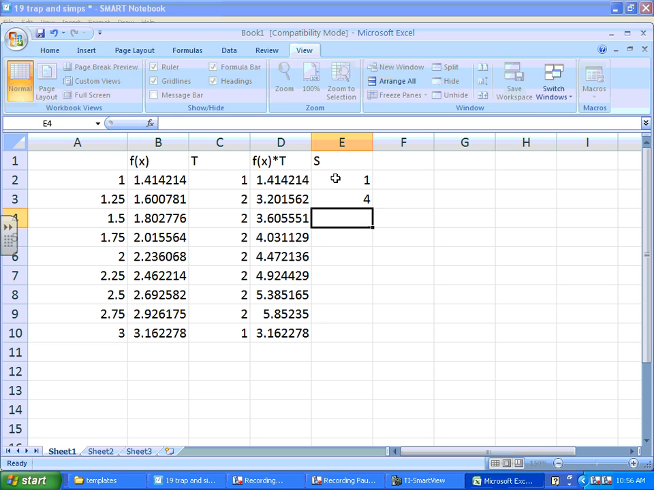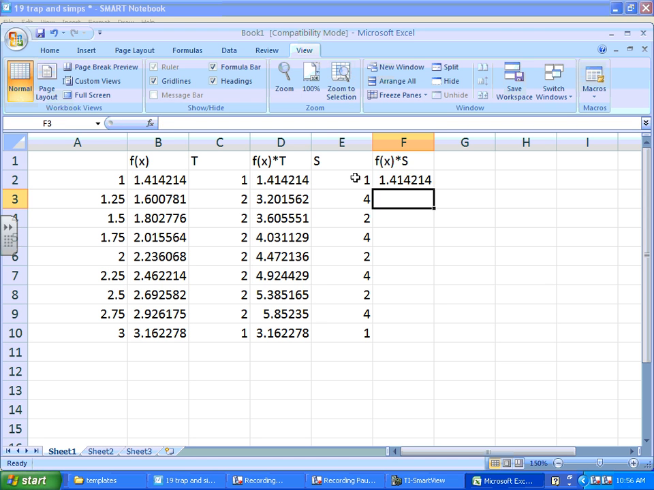1, 4, and then a bunch of 2's, 4's. And then f of x times s. So f of x times s. Once again, start with the equal sign. So first click on f of x times, click on s, press enter, and then copy and paste it.